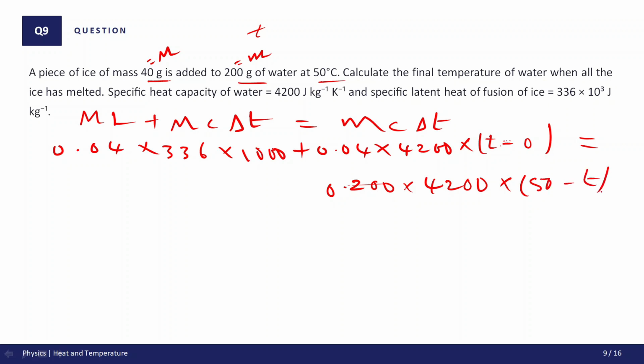Just the calculation part here, we will calculate it. First we have to multiply 0.04 into 336,000. What will you get? 13,440, plus 0.04 into 4,200, 168 you will get.